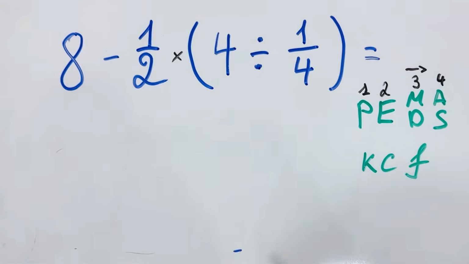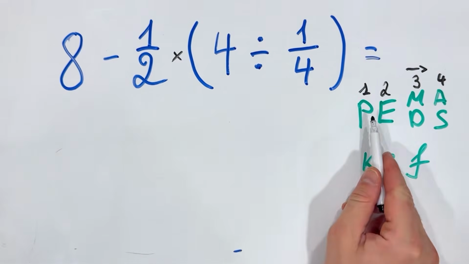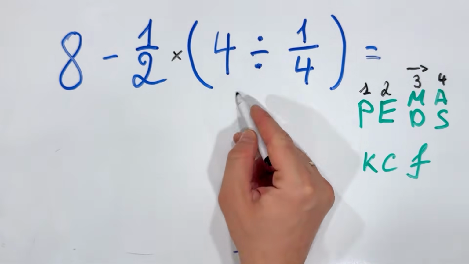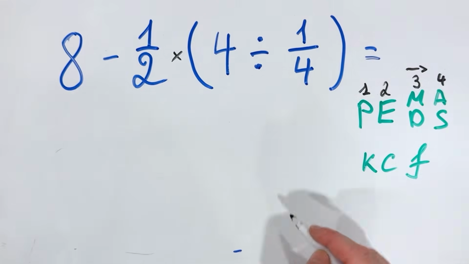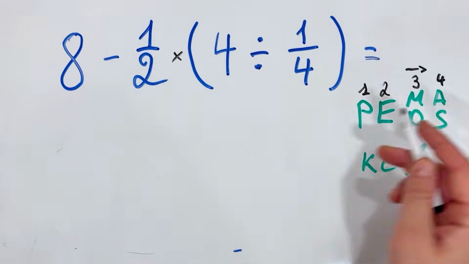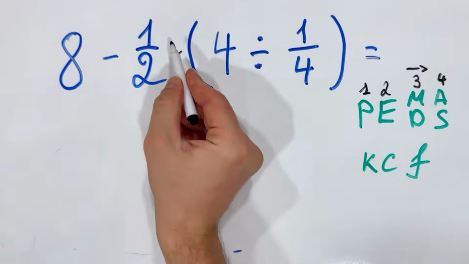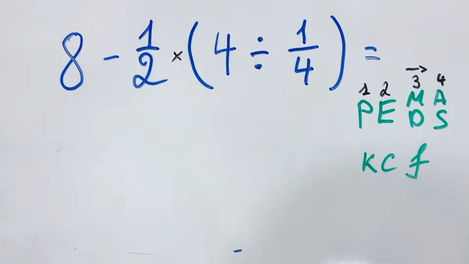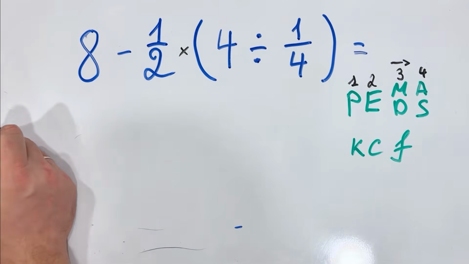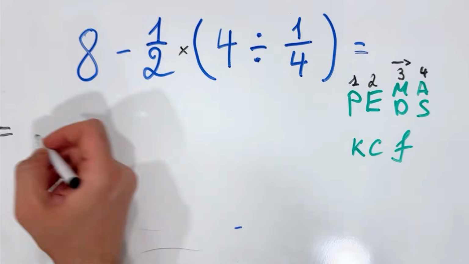So, recapping, parentheses, we do it in first place. 4 divided by 1 over 4, it's in the first place. Exponents, we don't have it. Multiplication and division, it's in the third place. So we have here multiplication, we'll do it after the parentheses. And last, we do the subtraction. Let's go. So here we write it as it is.